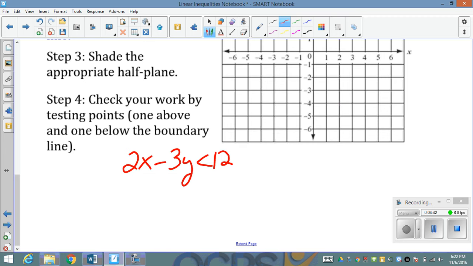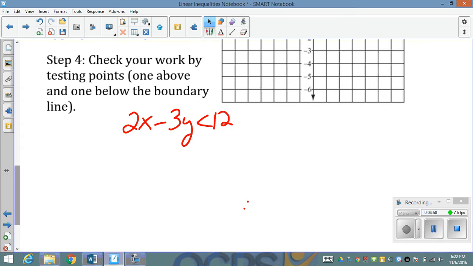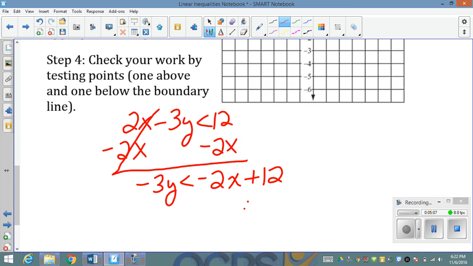I want to get the y by itself, so I am going to start by subtracting 2x from both sides. So I get negative 3y. Don't forget to bring that negative down. These are not like terms, so I can't combine them. And then I need to divide by -3.